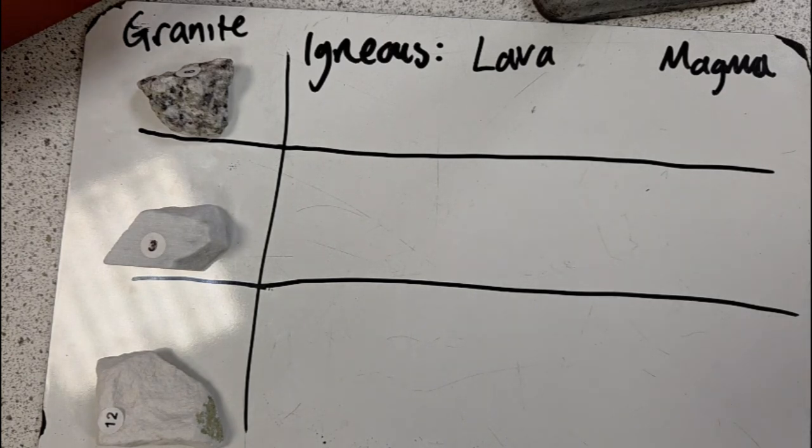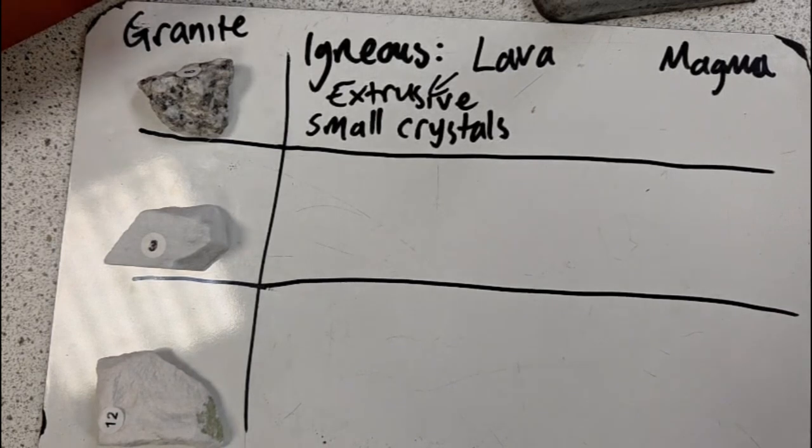These rocks have smaller crystals because they cool down very quickly. Magma is molten rock which is still beneath the Earth's crust. This takes a long time to cool down if it's within the Earth's crust, and so it ends up with larger crystals. We call it intrusive igneous rock.